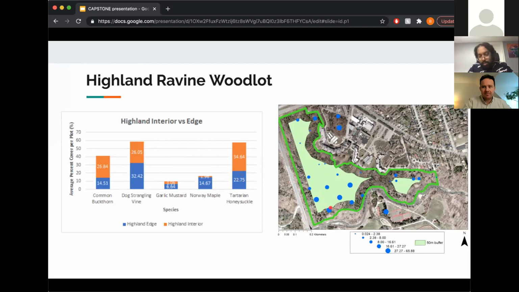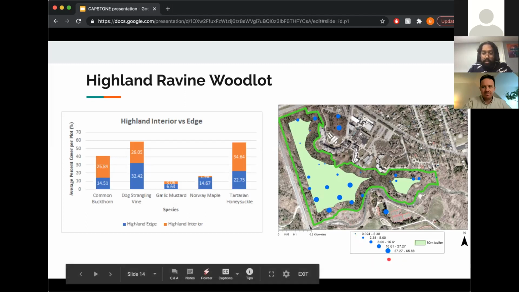And taking a look at this map again, interesting to note here, and something we'll talk about in the next slide, is the presence of buckthorn along the southern extent of the forest interior. You'll notice that these 3 plots actually have buckthorn within the highest percentile described in the legend below. And that's something we'll take a look at just now.